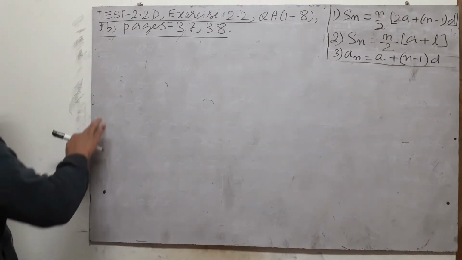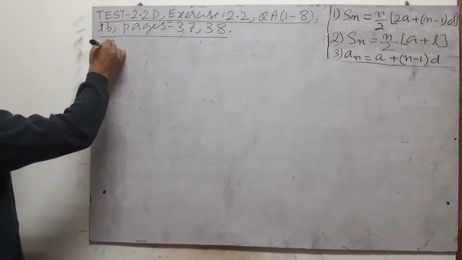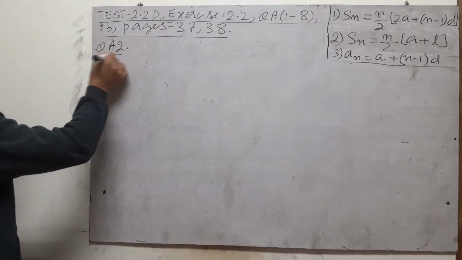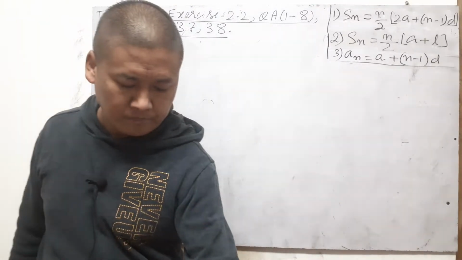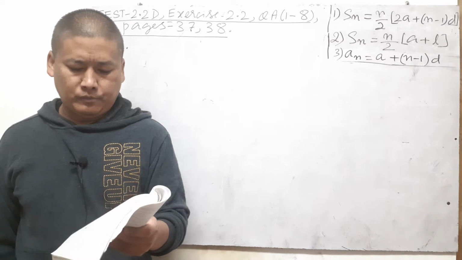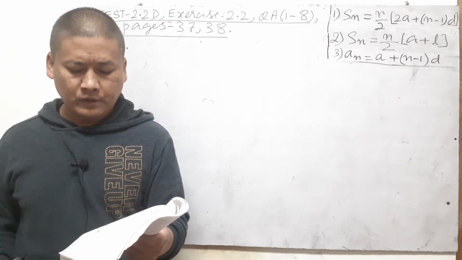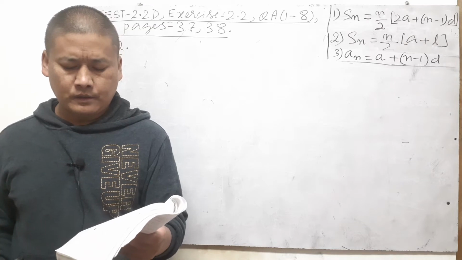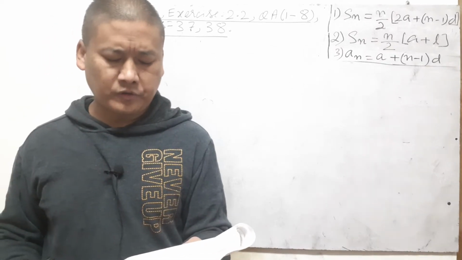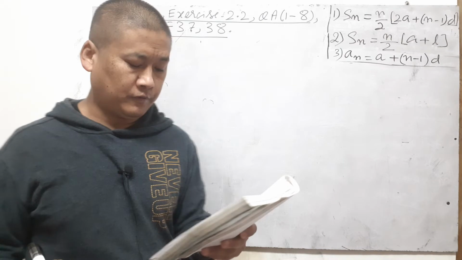So here A2, question number A2. Let me read the question for us. 0 of a polynomial p of y, where p of y equals by minus 1, condition is b not equal to 0, is what? So 0 of the polynomial p of y we have to find.